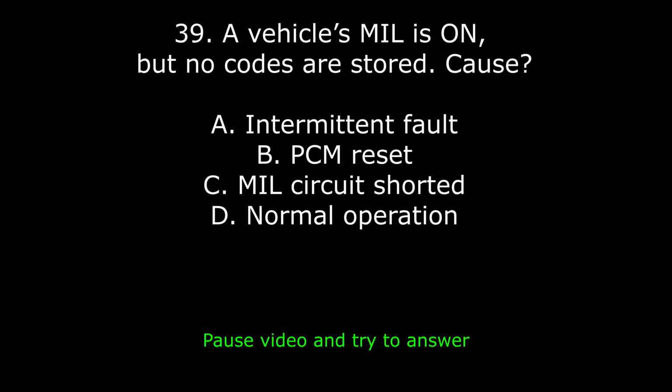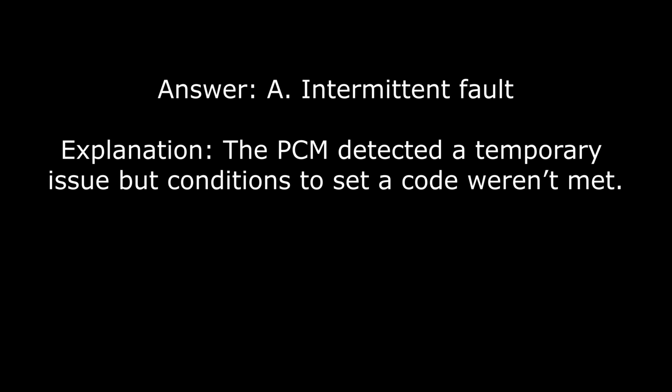39. A vehicle's MIL is on, but no codes are stored. Cause: A. Intermittent fault, B. PCM reset, C. MIL circuit shorted, D. Normal operation. Answer: A. Intermittent fault. Explanation: the PCM detected a temporary issue, but conditions to set a code weren't met.